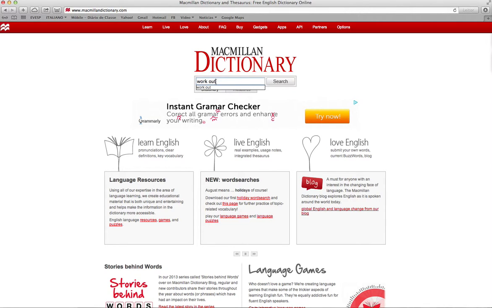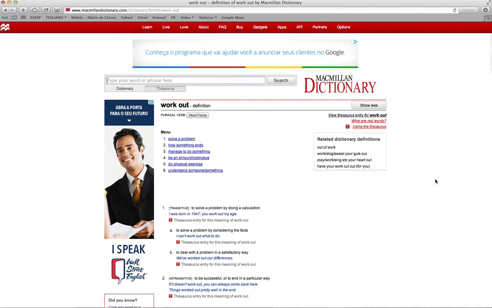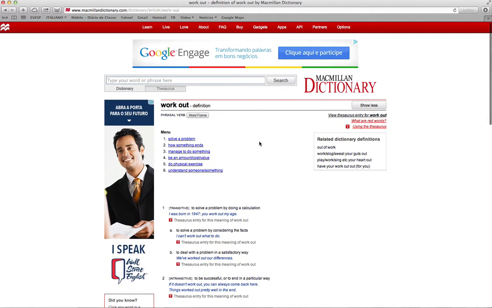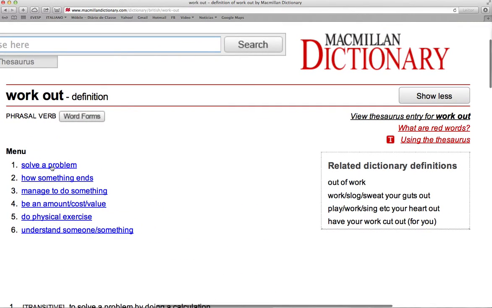So we click it here. Then there you go, work out definition. You can see here on its menu that you've got some definitions to it, and that's what you've got to pay attention to, because depending on the context, it's going to have a different definition. So the first one, as you can see, is solve a problem, and you've got some other 5.